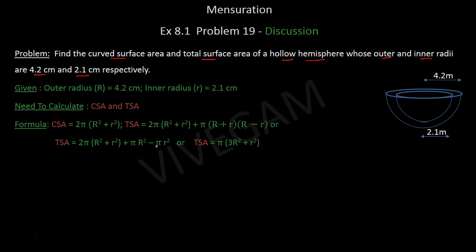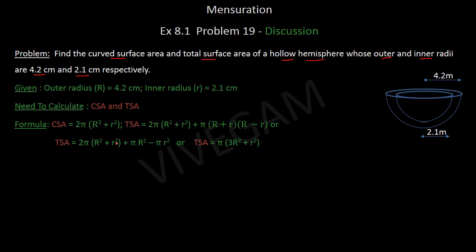When you use the formula a square minus b square, take pi commonly out, you will get pi into R plus r into R minus r. So this is one way of getting the answer. This is another way, and if you expand this, you will get 2 pi R square. This is another pi capital R square. So this and this will add, so you will get 3 pi R square.